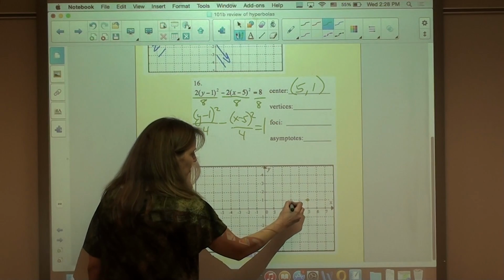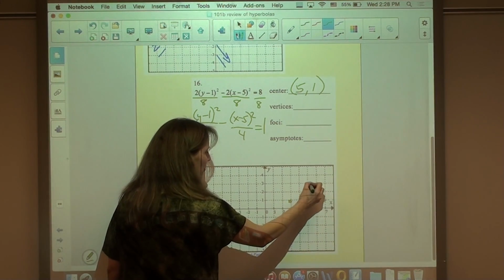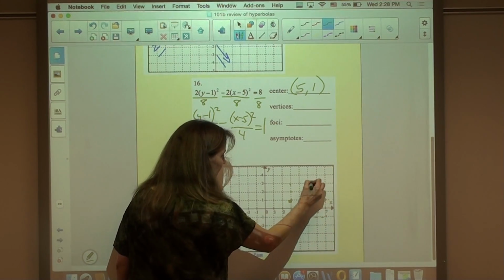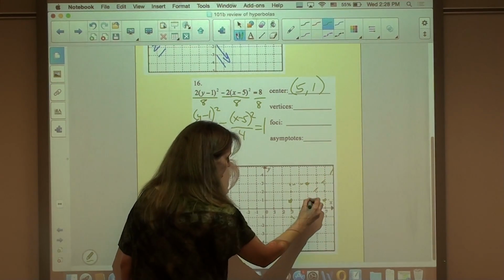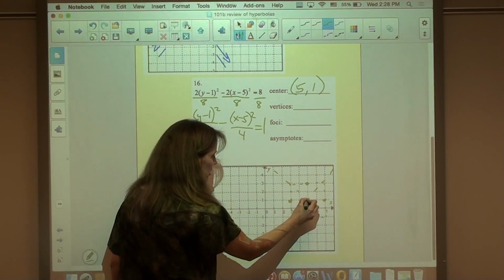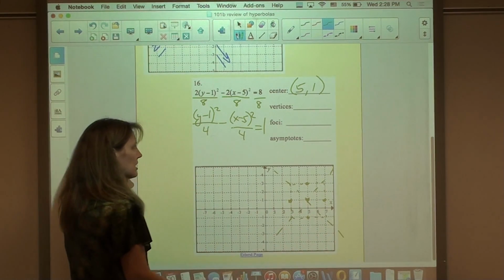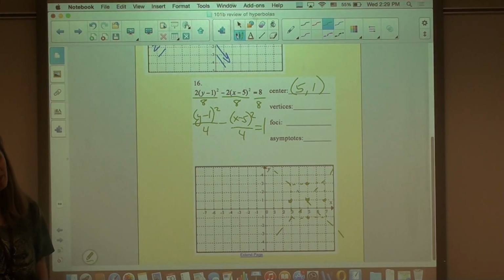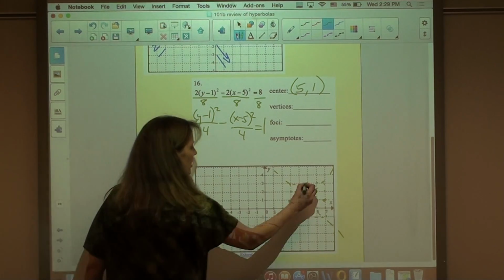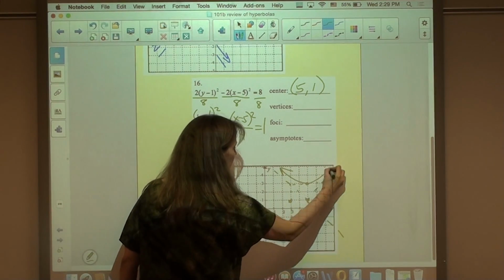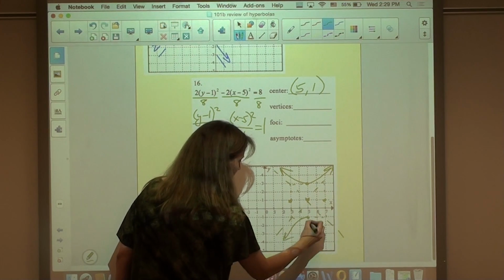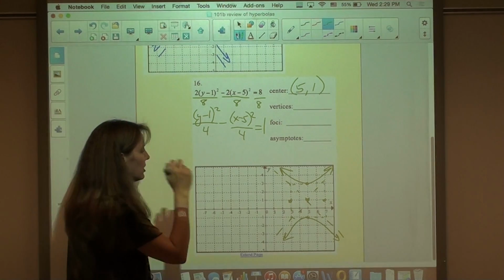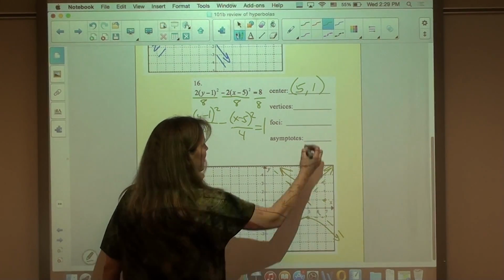We go 2 left and right, and 2 up and down to get a nice little square. And then we connect corners. Is this going to be a horizontal hyperbola or a vertical hyperbola? Vertical. How do you know? Because y is squared. Because y comes first. So you end up with that, and you get that. Okay, so our vertices then will be 5, 3, and 5, -1.